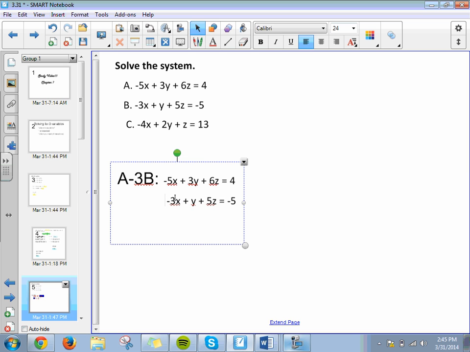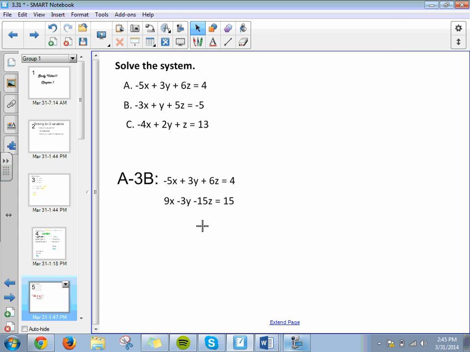Alright, and multiplying everything by a negative 3. So this becomes positive 9. This one becomes a negative 3. And then this one will become a negative 15. And can't forget about the other one. That becomes a positive 15.